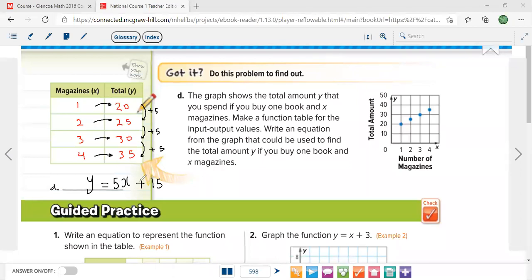Now let's check if it works for all. Let's take the 2. 5 times 2 is 10. 10 plus 15, 25. Yes, it works. 5 multiplied by 3, 15 plus 15, 30. It works. 5 times 4, 20. 20 plus 15, 35. So it works. Moving on.